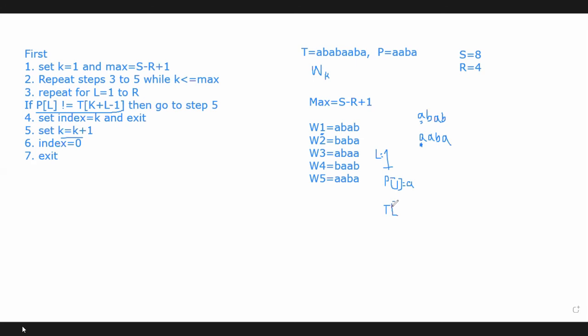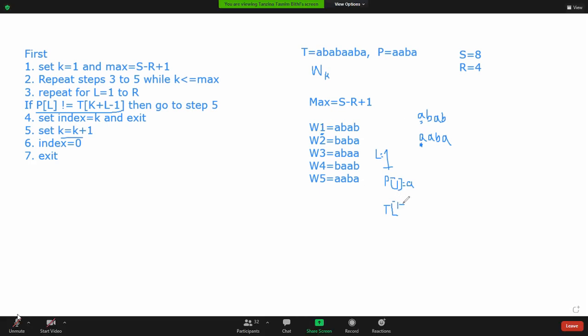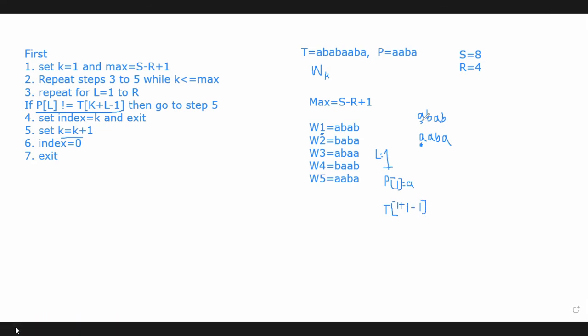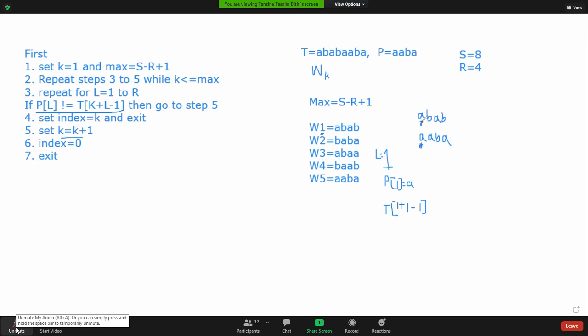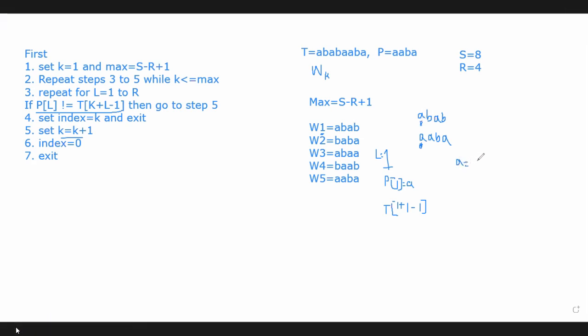What is the value of K? We are testing the characters for which substring? For the first substring, that is K equals 1, right? And what is the value of L? L equals 1. So T of 1 plus 1 minus 1, that is, we have to test the first character of the pattern with the first character of the text, right? And here A equals A.